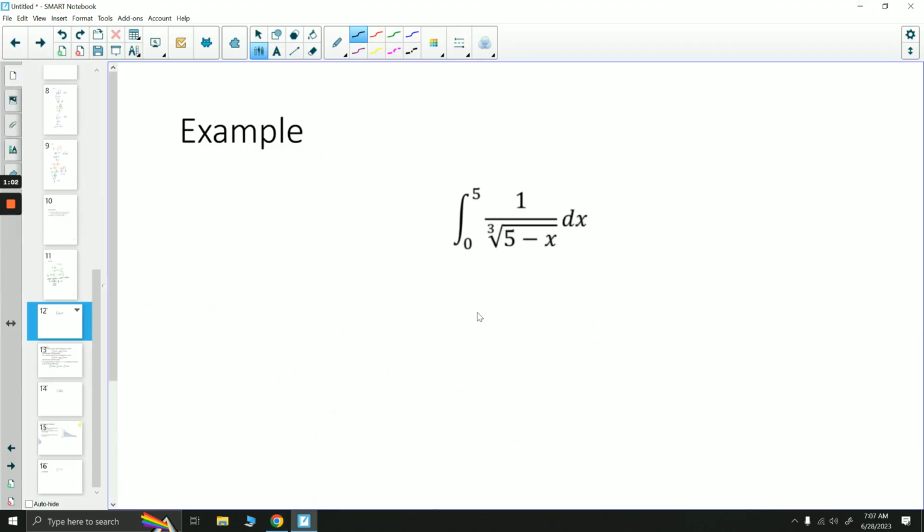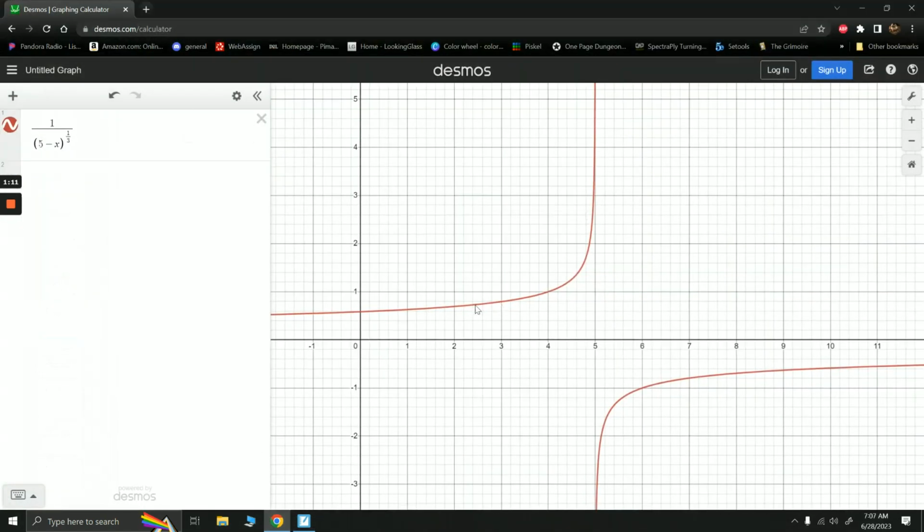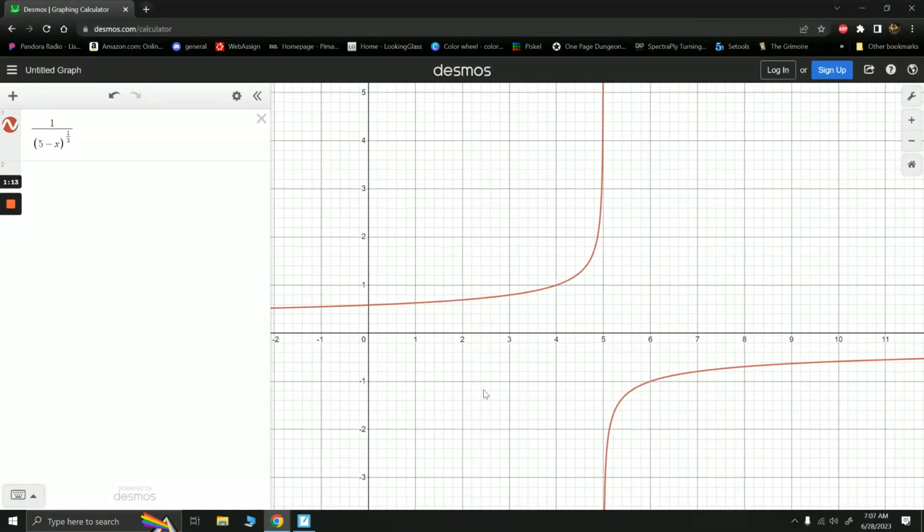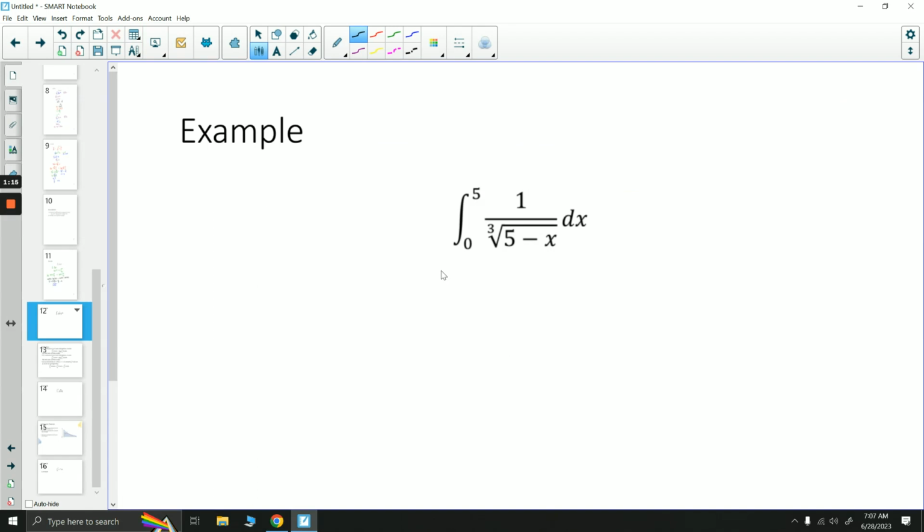So what do we do in this case? Well, we do the same concept that we did in our previous ones, but now we're going to approach 5 as a limit from the left-hand side. So we are going to take the limit as t approaches 5 from the left of the integral from 0 to t of 1 over the cube root of 5 minus x dx.